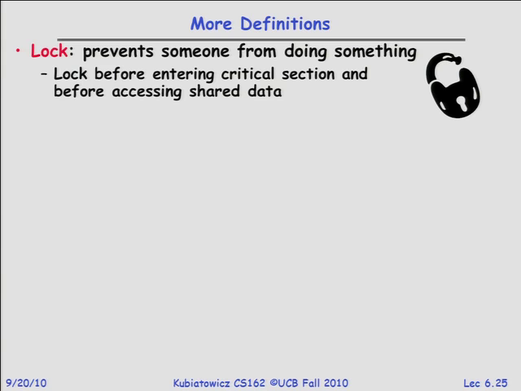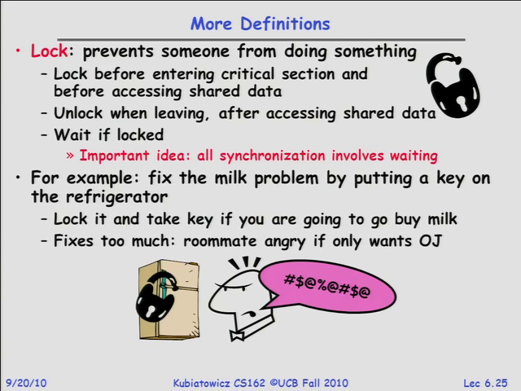So how do we fix the milk problem? We put a key on the refrigerator. You come home, you look, you see there's no milk. You lock the fridge, you take the key. You go to the store, you come back, you unlock the fridge, you put the milk in there. Does this fix the too much milk problem? Yes, but unfortunately it probably annoys your roommate. Because in some sense, this fixes too much. If the roommate only wants orange juice, you've just locked him out of the refrigerator. But it does fix the synchronization problem and you do make them wait.